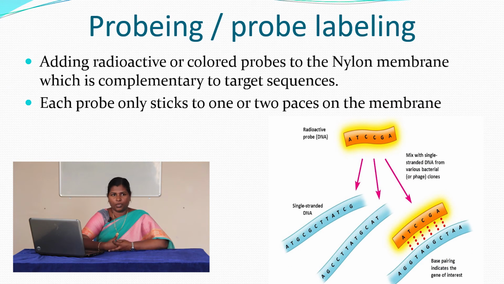After Southern blotting, where the DNA is transferred from the gel to a nitrocellulose membrane, you need to add radioactive or colored probes to the nylon membrane, which are complementary to target sequences. Each probe only sticks to one or two bases on the membrane. This is called probing.